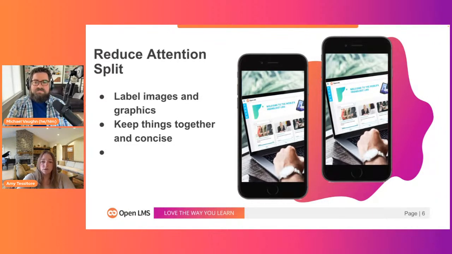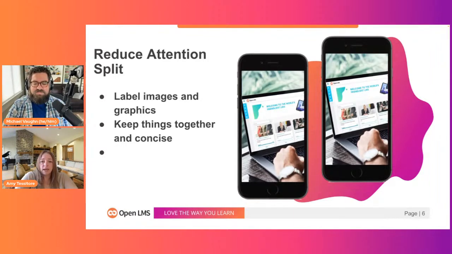So when we reduce attention split, what we're trying to do is whatever input we're giving the student, so output from us, input for them, we're making sure that it contains exactly what they need to know all in one spot. So they're not having to look at a legend or reference something in another book to understand what we're giving them. It's all presented to them.